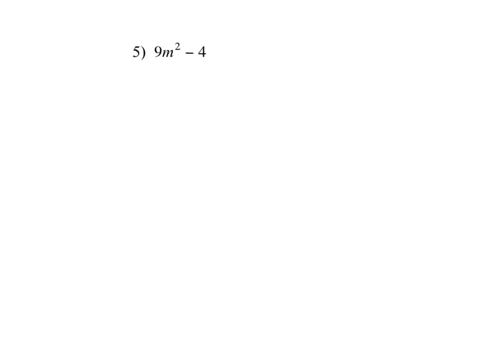Now, this one is a binomial, so I'm going to first check if I have a common factor. There's no common factor. My next step is to check if it's a difference of squares. So 9 has a perfect square root, m squared has a perfect square root, and 4 has a perfect square root. So that means I can factor this as 3m minus 2 times 3m plus 2.